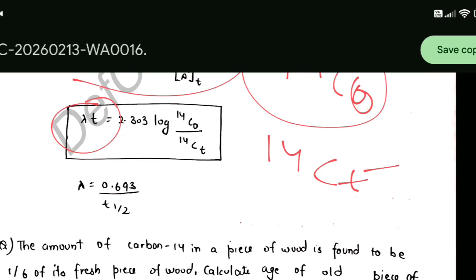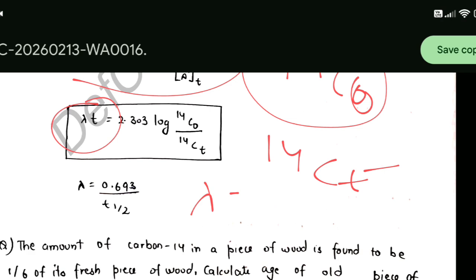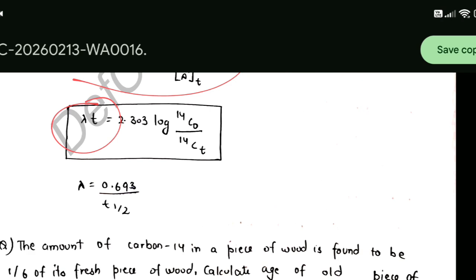Now we know the formula for half life: lambda is equal to 0.693 by T half, or we can say T half is equal to 0.693 by lambda. This is the formula for T half. So we are using all these formulas to find out the age of wood or any other sample.